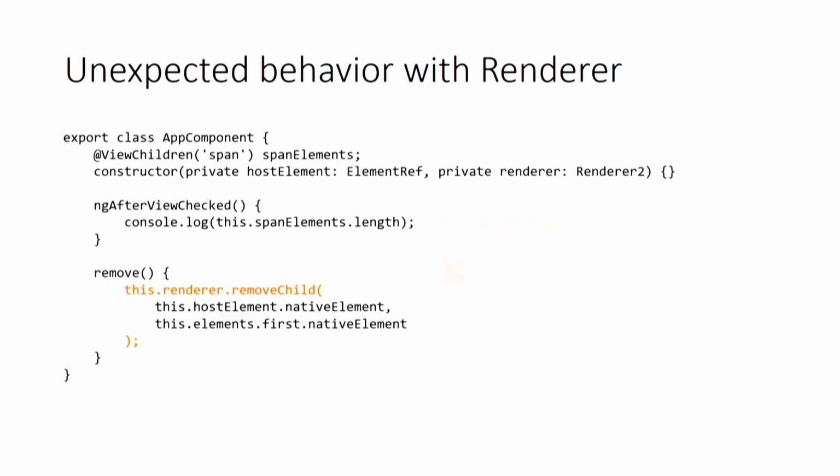Okay, so what's interesting is that if I add a check inside the ngAfterViewChecked lifecycle hook, and then use the viewChildren query to get the number of span elements inside the component view, just to know how many of them are inside the component's view, we will get number 1. Well, probably you expected number 0, right? We've removed it from the DOM. Why is it number 1 there?